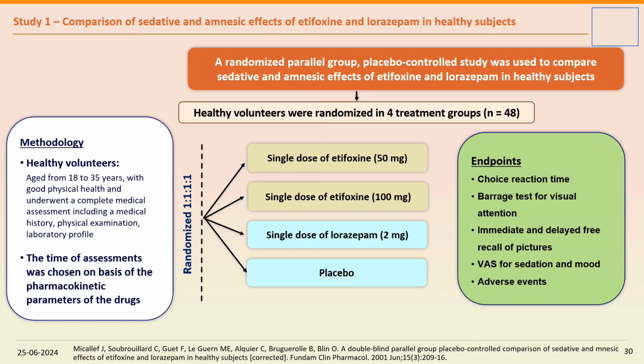Study 1 is the comparison of sedative and amnesic effects of etifoxine and lorazepam in healthy subjects. There are 4 groups: a single dose of etifoxine 100 mg, etifoxine 50 mg, lorazepam 2 mg, and a placebo. The endpoints are choice reaction time, then barrage test for visual attention, immediate and delayed free recall of pictures, VAS for sedation and mood, and adverse effects. We basically took healthy participants in the age group of 18 to 35 and in good physical health. The time of assessment was chosen on the basis of pharmacokinetic parameters of the drug.